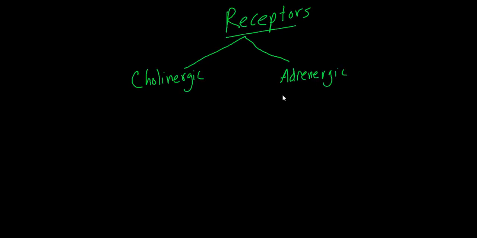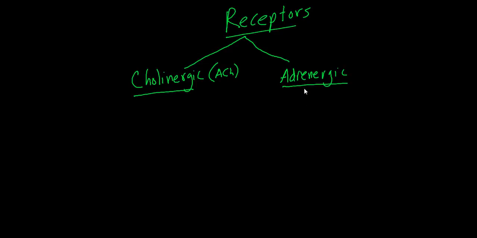You may have heard these before. What do they actually mean? Well, cholinergic is going to deal with acetylcholine, ACh. Acetylcholine is a neurotransmitter. I have an excellent video on how acetylcholine is synthesized. Botulism toxin deals with acetylcholine, but that doesn't matter because we're just talking about cholinergic versus adrenergic.